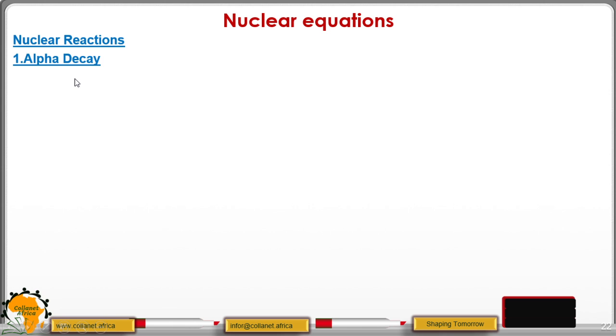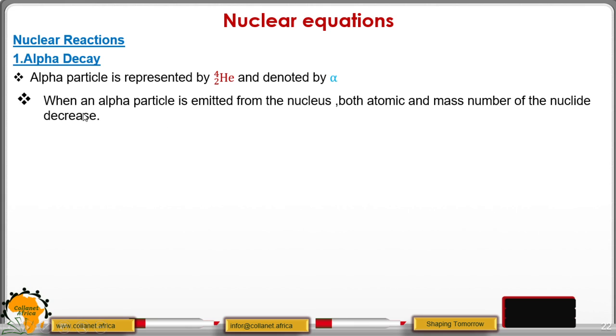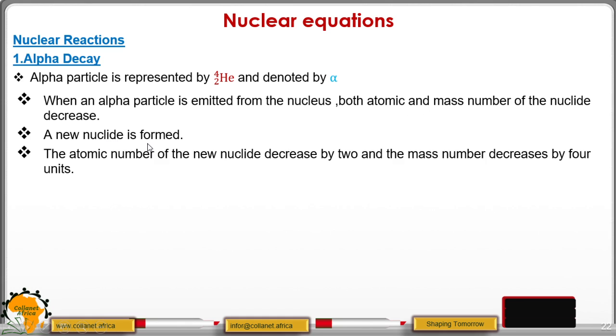We start with alpha decay. An alpha particle is represented by a helium particle and denoted by the Greek letter alpha, which implies that it has a mass of 4 and a charge of +2. When an alpha particle is emitted from the nucleus, both the atomic number and the mass number decrease, and a new nuclide with a new composition is formed. The atomic number of the new nuclide decreases by 2, and the mass number decreases by 4, and it can be represented by the following equation.